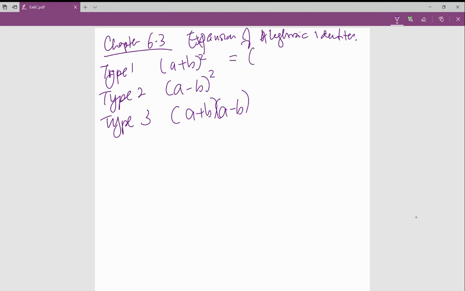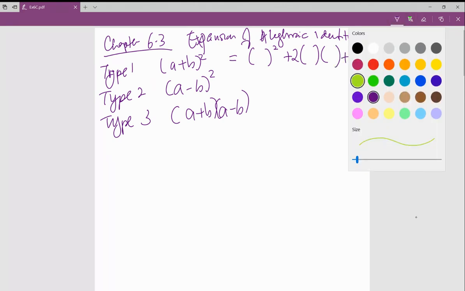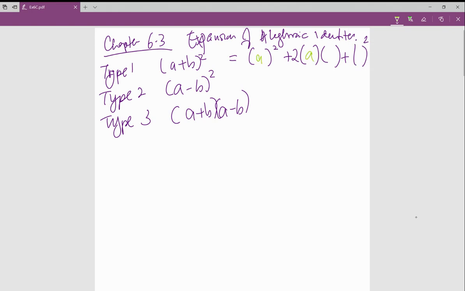(a plus b) whole squared is a squared plus 2 times ab. Let me put the bracket first. Plus b squared. So what we do is we put a, b, b. In the case of the second type, again the same thing: a squared minus 2ab plus b squared, and again we put a, b, b.